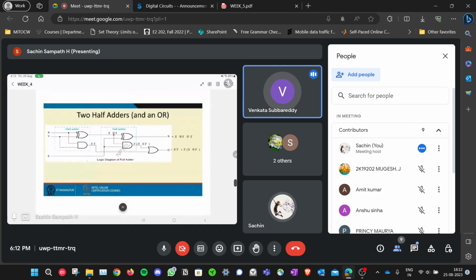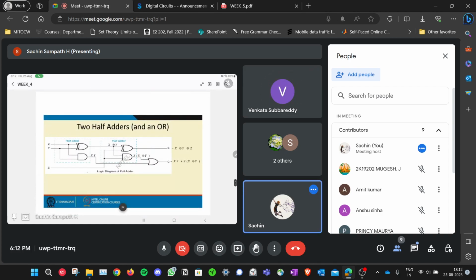See, but this is the full adder, right? You construct your own full adder that can add 3 bits at a time with a carry. Here they have only added 2 bits x and y, right? And one carry z is there. Similar to this, you can make your own circuit that can add 3 or 4 bits x, y, z, w.